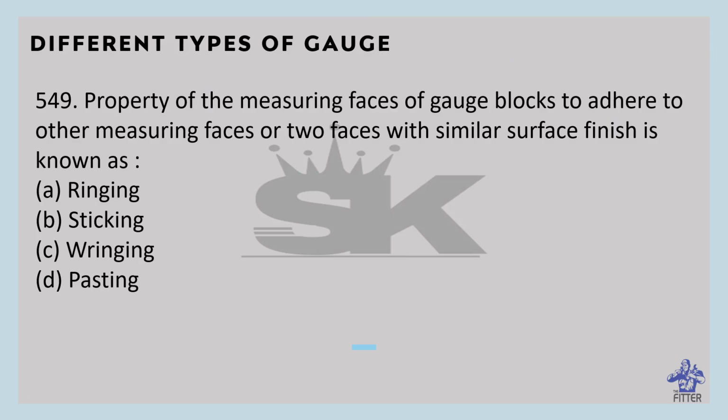The property of the measuring faces of gauge blocks to adhere to other measuring faces, or to faces with similar surface finish, is known as, that is ringing. Ringing is the process of joining the slip gauges together. Before ringing, the mating surfaces of slip gauges should be wiped clean with chamois leather and a soft linen cloth.